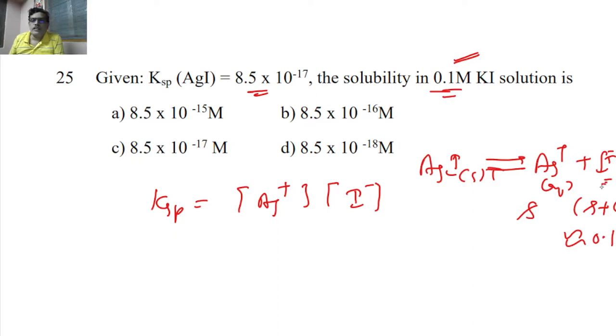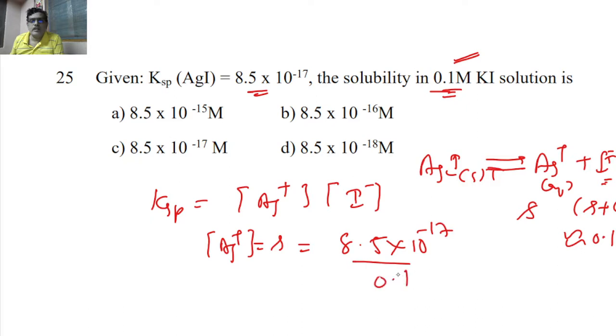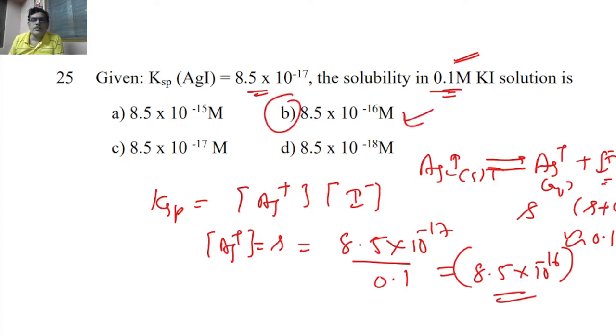So the I minus concentration can be considered as 0.1 molar. Therefore the concentration of Ag plus is nothing but the solubility, that will be equal to 8.5 into 10 to the power of -17 divided by 0.1, and that will be equal to 8.5 into 10 to the power of -16. So that will be the answer. So again the answer for this question is B.